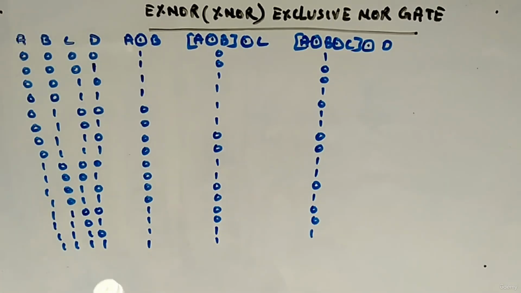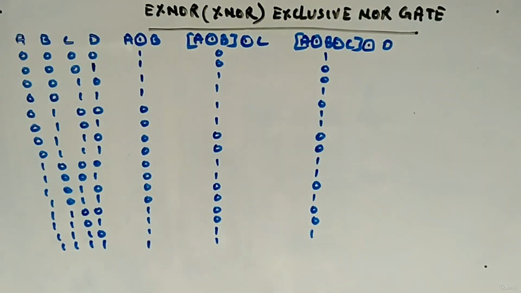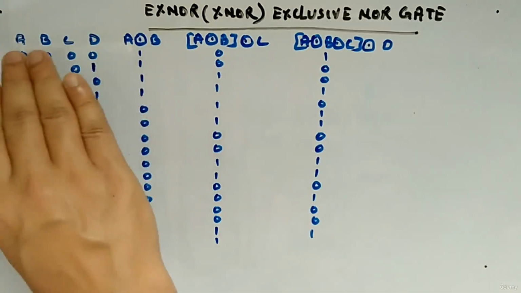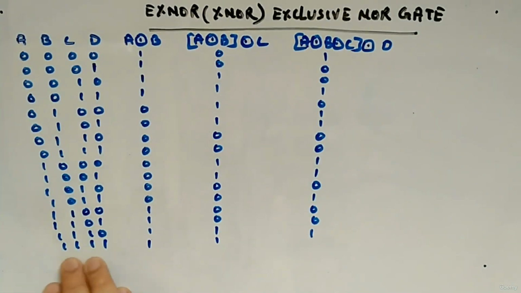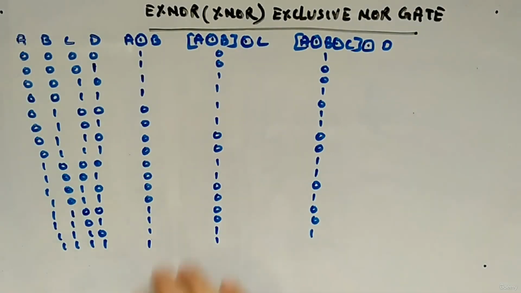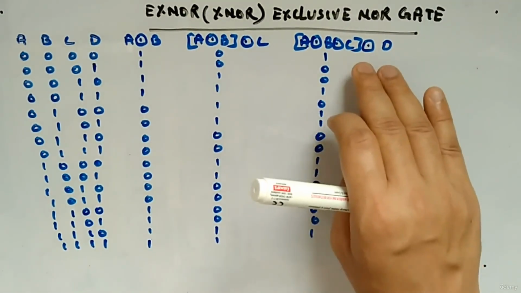Okay, now let's look at an important point: how we can see the generalized number of inputs, and how many ones it will count. So here I have made 4 inputs A, B, C, D from 0, 0, 0, 0 to 1, 1, 1, 1. And I have made A XOR B, A XOR B XOR C, A XOR B XOR C XOR D.